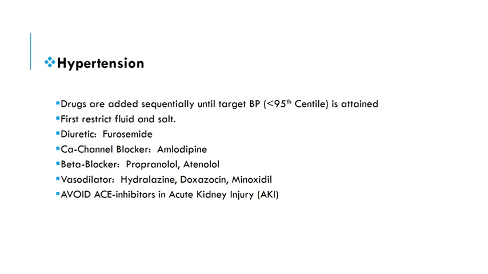When we look at the management of hypertension in patients with acute kidney injury, if they are fluid overloaded, you will start first with restricting fluid. In all of your patients, you want to give them a low salt diet. After that, you can consider your medications, and these drugs are added sequentially until you actually reach your target blood pressure. So if fluid overloaded, start with furosemide, so a diuretic.